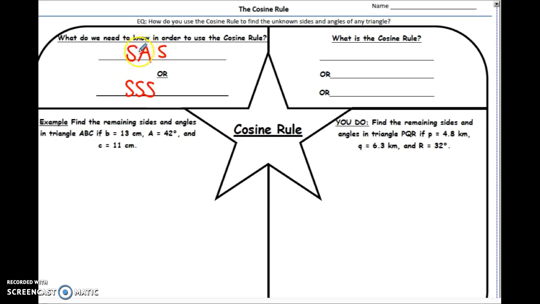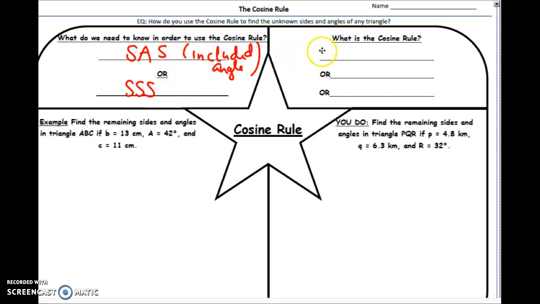So this means you're given two sides and the included angle, which is different because if it wasn't the included angle, we have to use law of sines. When we say side, side, side, it means you know all three sides of the triangle.